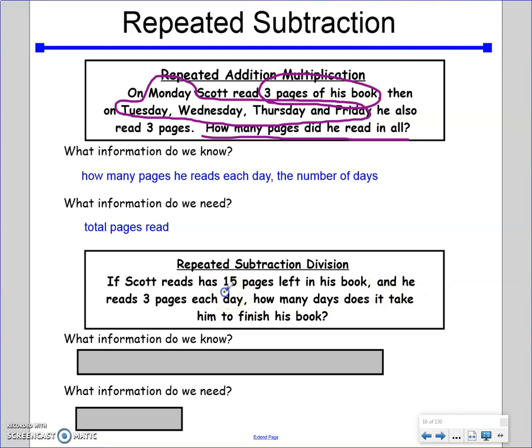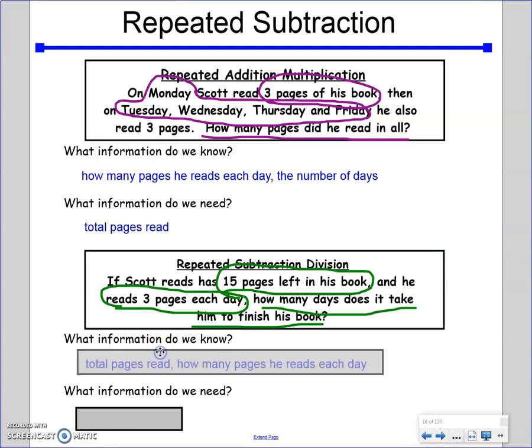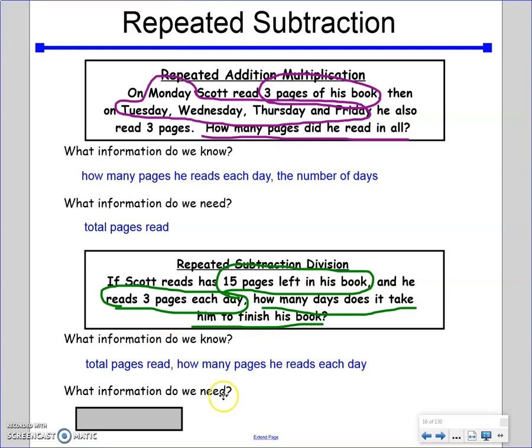Well, here we know one piece of information is that Scott has 15 pages left in his book, and we also know that he's going to read 3 pages each day. The question we're trying to find, the information that we need, is how many days does it take Scott to finish the book? So, to recap what we just found out, we know the total number of pages and how many pages he read each day. What we do not know, what we need to find, is the number of days that he read the book.